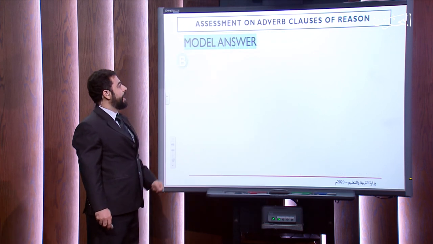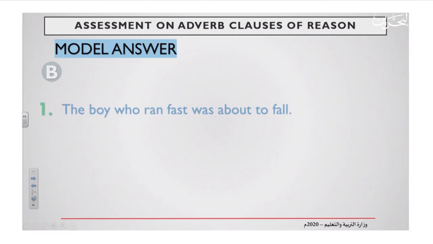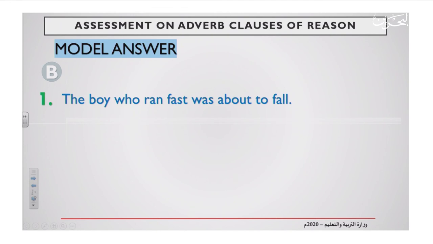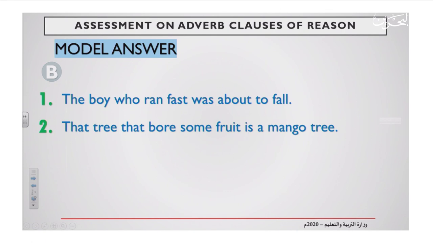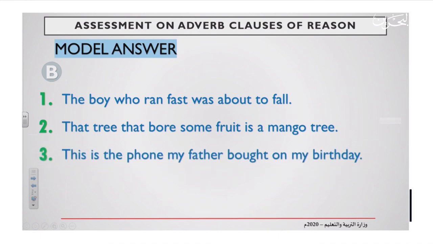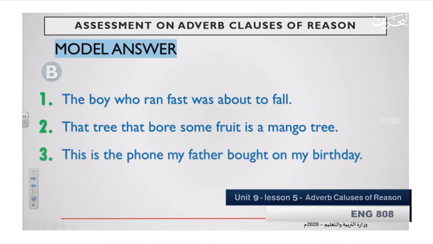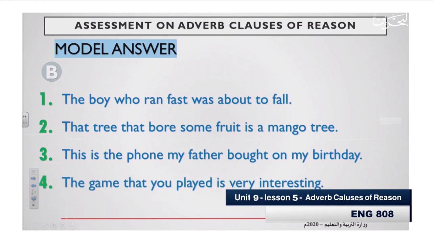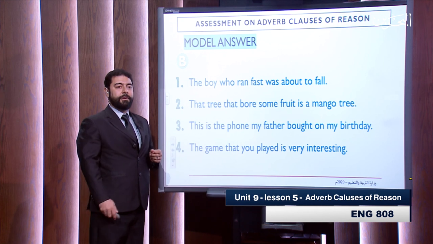Let's jump to the model answer for question B. Number one, the boy who ran fast was about to fall. Two, that tree that bore some fruit is a mango tree. Three, this is the phone my father bought on my birthday. Four, the game that you played is very interesting. Now, these sentences should be different to yours, but compare them both using the self-correcting tools.